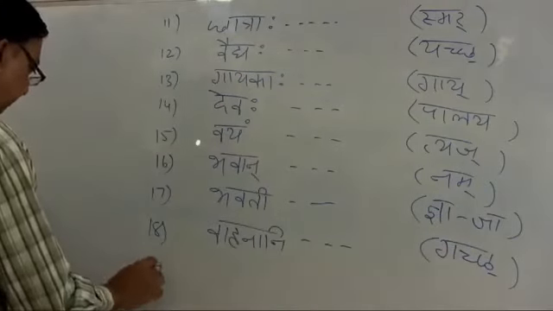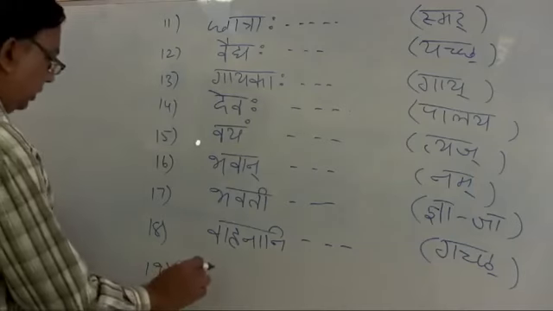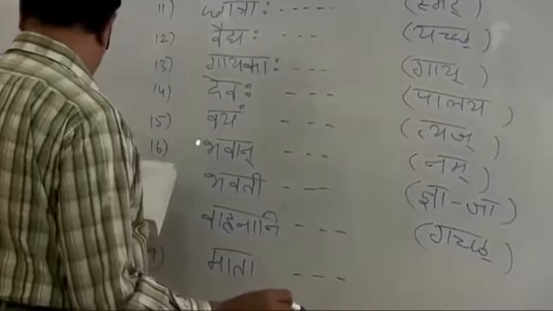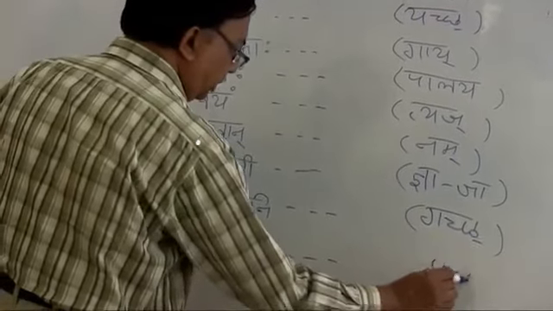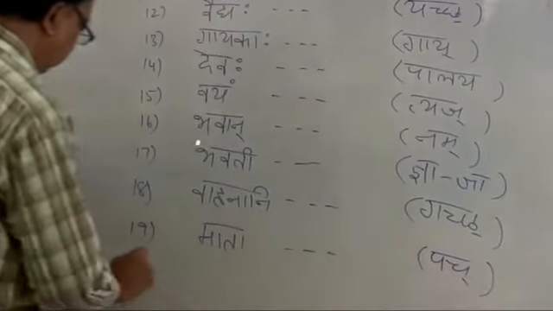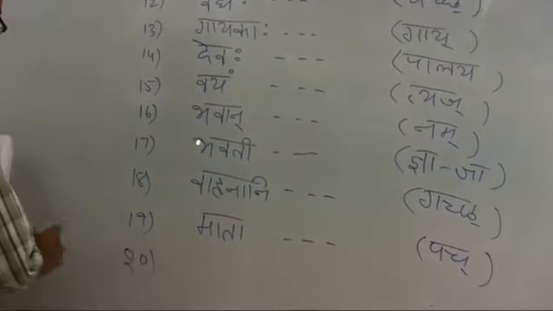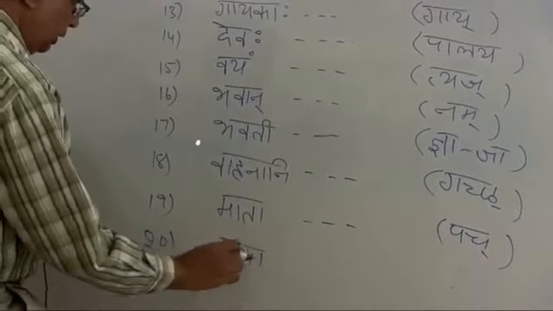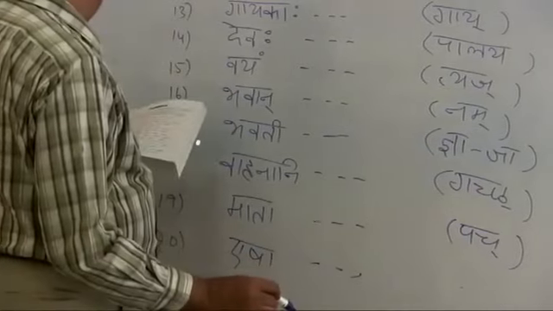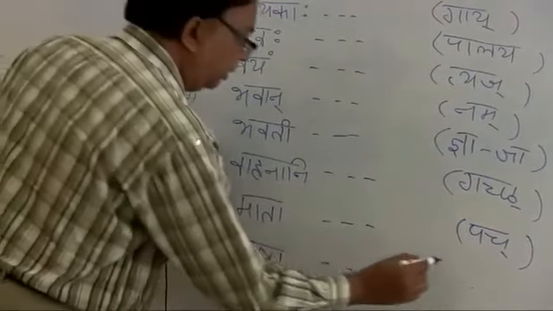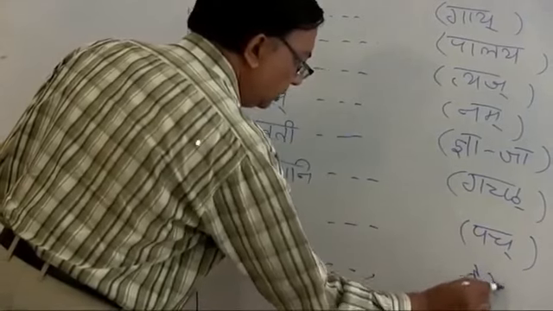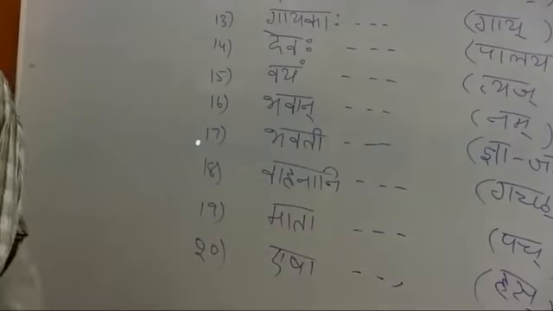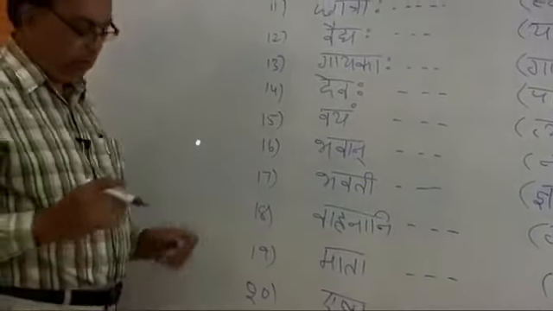The 19th one, Mata is given. Subject is Mata. And the verb to be used here is Pacha, to cook. You know that by now. And the 20th sentence, Esha. The demonstrative pronoun Esha is given with the verb Hasa, to laugh.